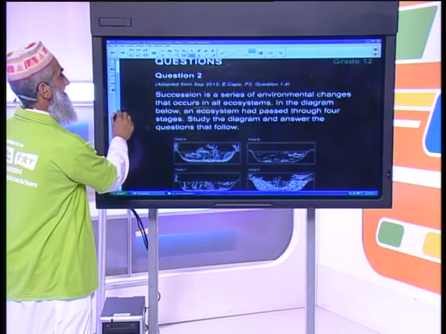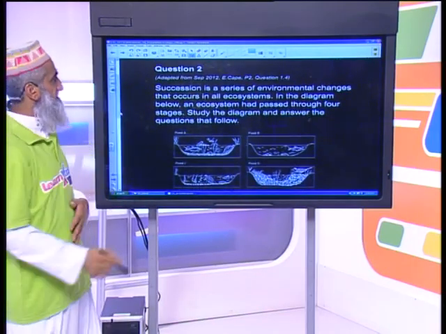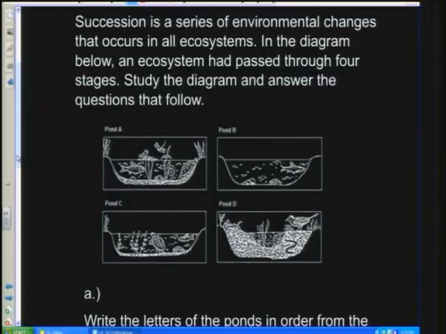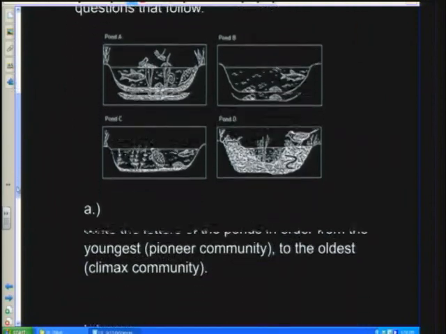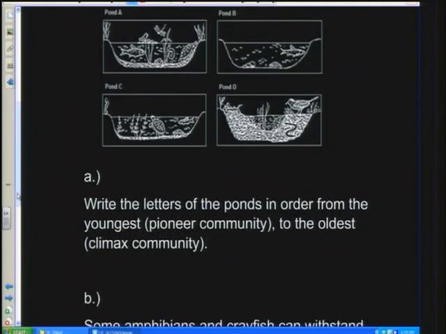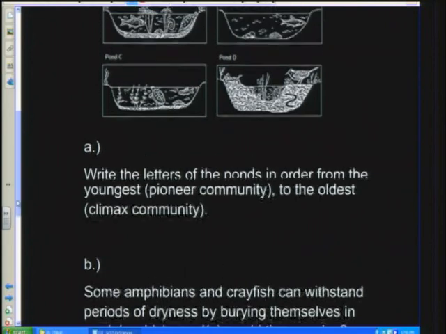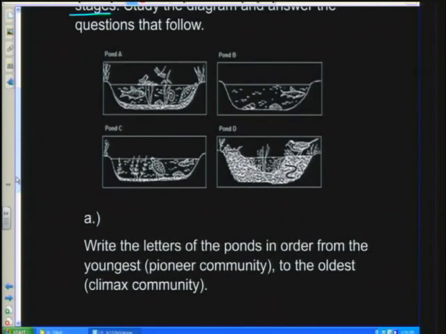Here's a question taken from Eastern Cape Paper 2, question 1.4. It says succession is a series of environmental changes that occur in all ecosystems. In the diagram below, an ecosystem has passed through 4 stages. Study the diagram and answer the questions that follow. So they're giving you pond A, pond B, pond C, pond D. The first question says, write down the letters of the ponds in order from the youngest pioneer community to the oldest. So obviously you're going to look for the one that has the least number of organisms, and that will be number 1, which is B.